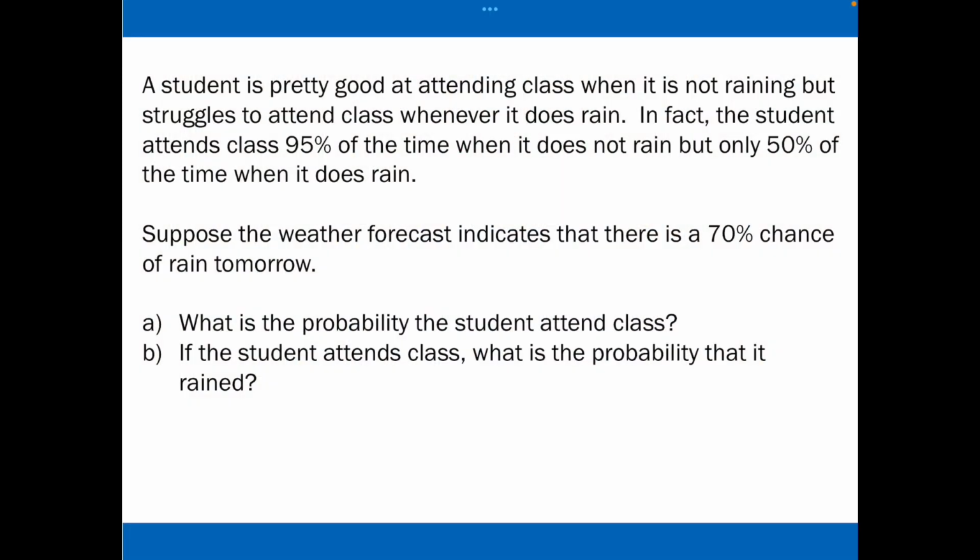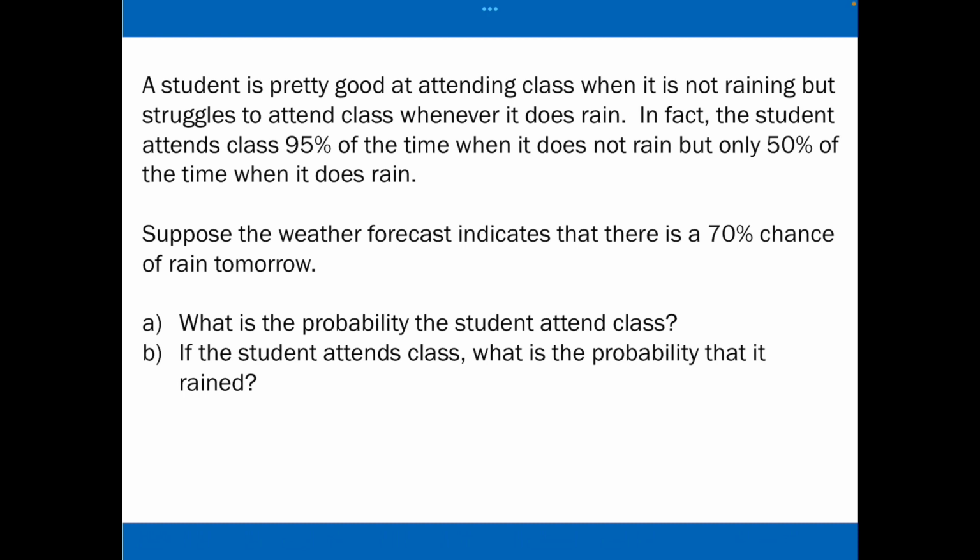So at this point, we have a practice problem, or a quiz, based on another kind of trivial example, and we'll do some more practical examples when we get to class. For our quiz, I want to ask this question that's in our notes. A student is pretty good at attending class when it's not raining, but struggles to attend class whenever it does rain. In fact, the student attends class 95% of the time when it does not rain, but only 50% of the time when it does. Suppose the weather forecast indicates there's a 70% chance of rain tomorrow.